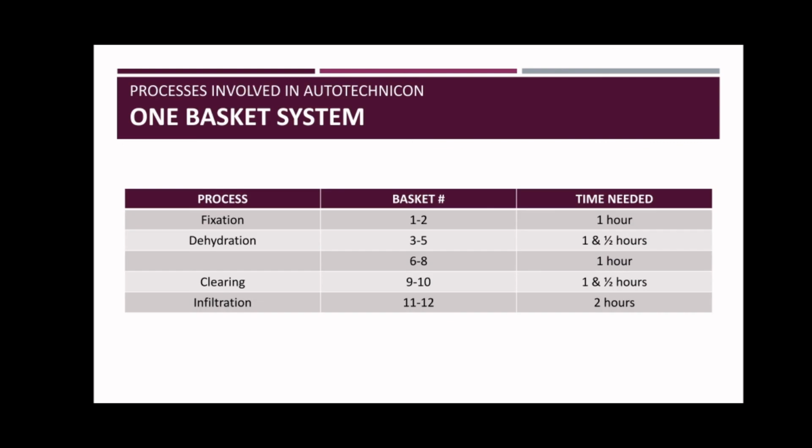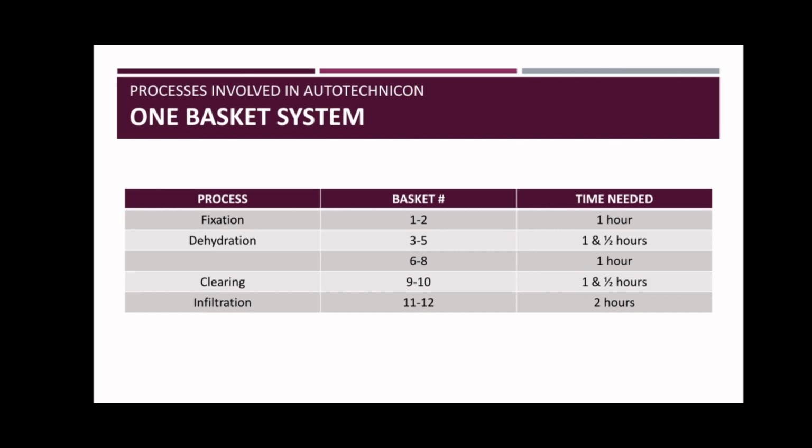The processes involved in the Autotechnicon use a one-basket system. This means that for each process, there is a corresponding basket number and a corresponding time in each of these baskets. Let's say for fixation, formalin is placed in basket number 1 and basket number 2. The time needed for each is 1 hour. So for fixation itself, you have allotted 2 hours for 2 baskets.